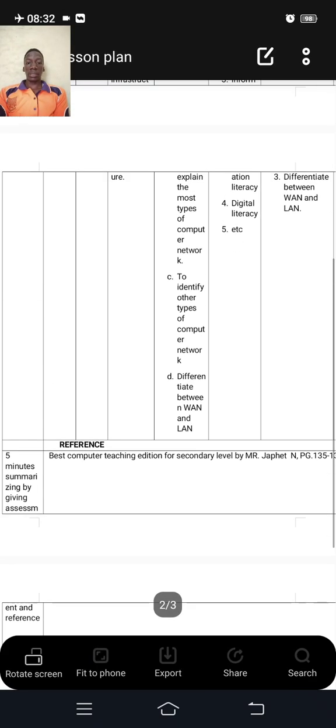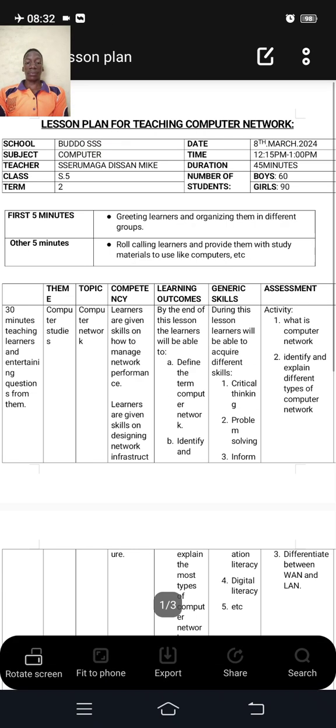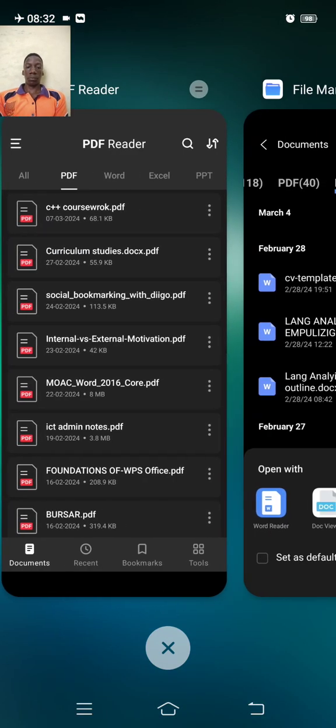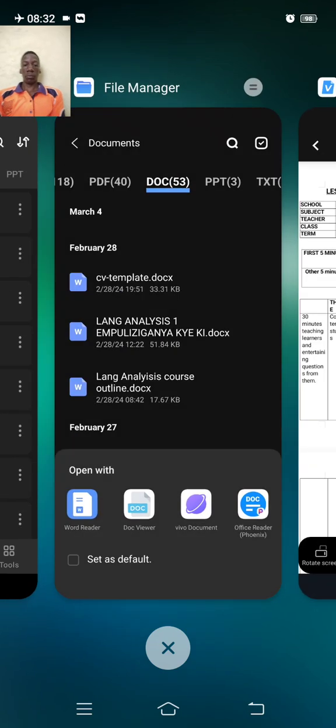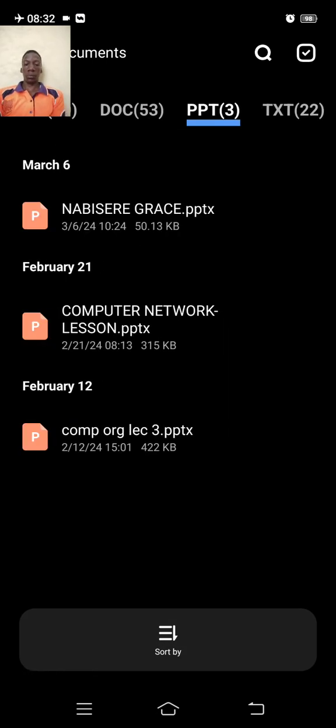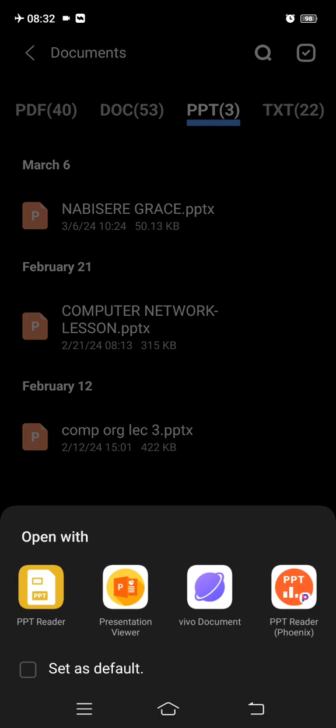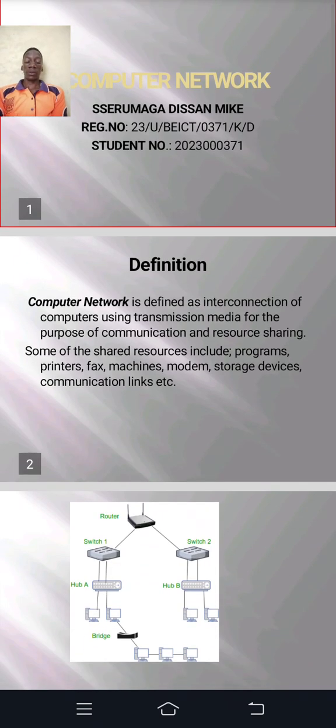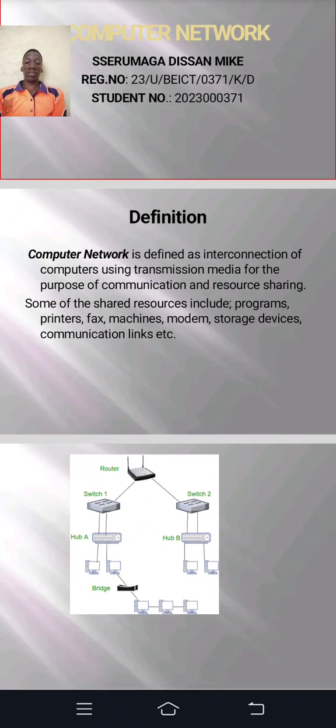So let us go to the work. As you may see here, my work was organized in a PowerPoint presentation for easy understanding by you learners and for better organization of my work.